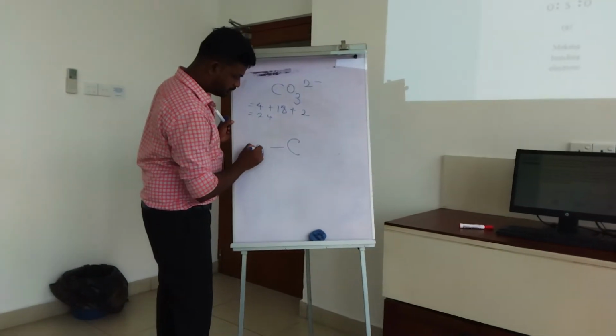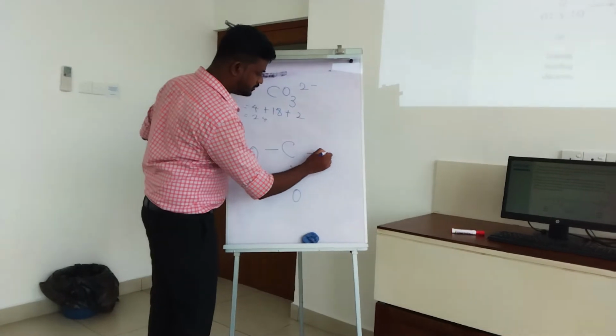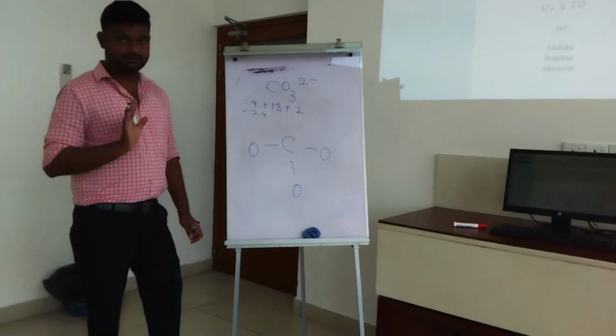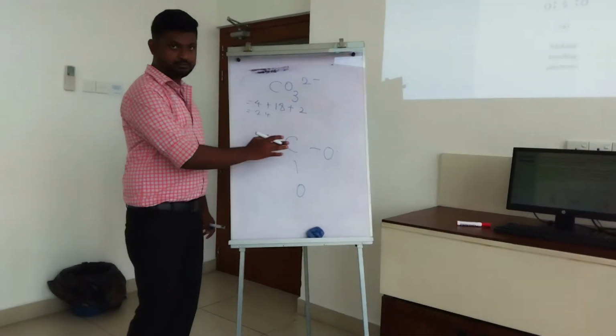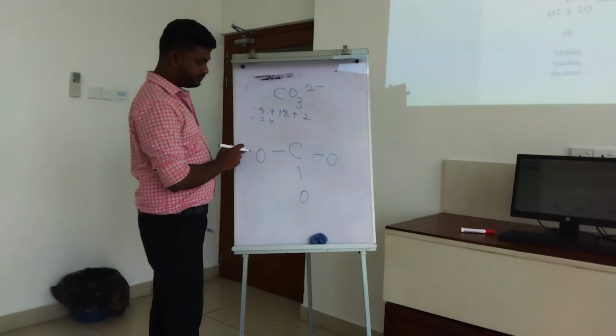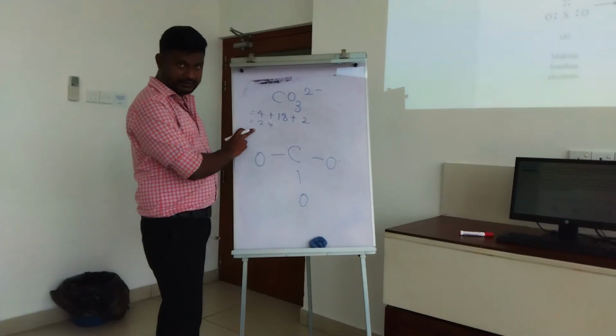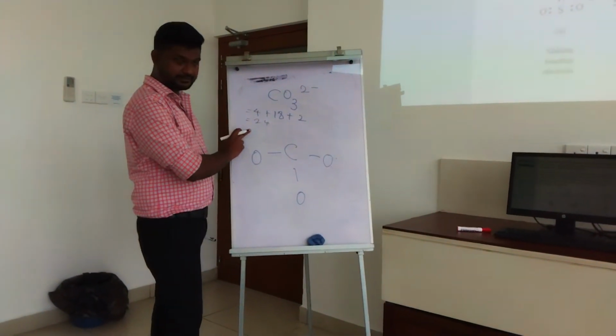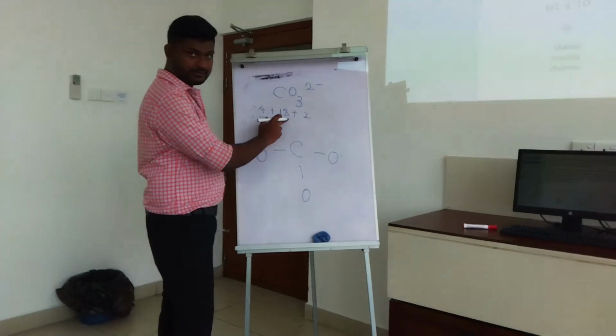There are 3 oxygen. First we put the single bonds. Then we have to reduce the number of bond pairs. So 24 minus 6, how much? 18. So now we have to distribute the 18 electrons.